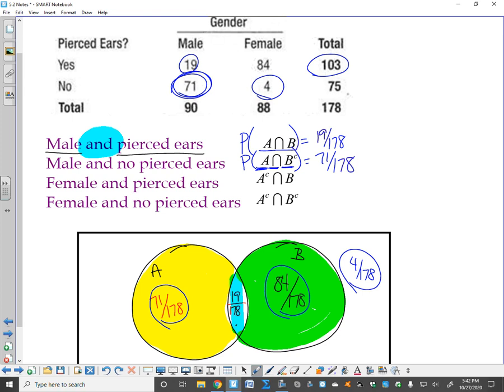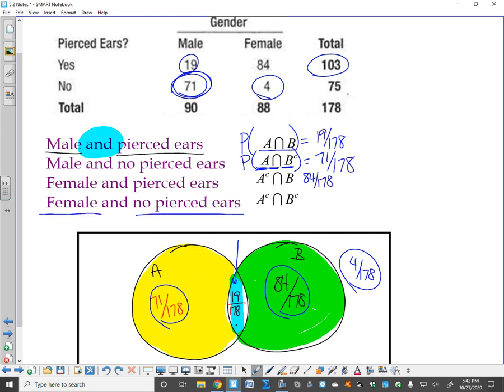And that's the 84 and the 4. Okay, so those are my females. But I want the females and I have pierced ears. Well, the 4 over 178 just lost out because now I want to be pierced, which means I have to be inside the green bubble. So that's the 84 over 178. I cannot include the 19 because they are male and I am not. I am female.